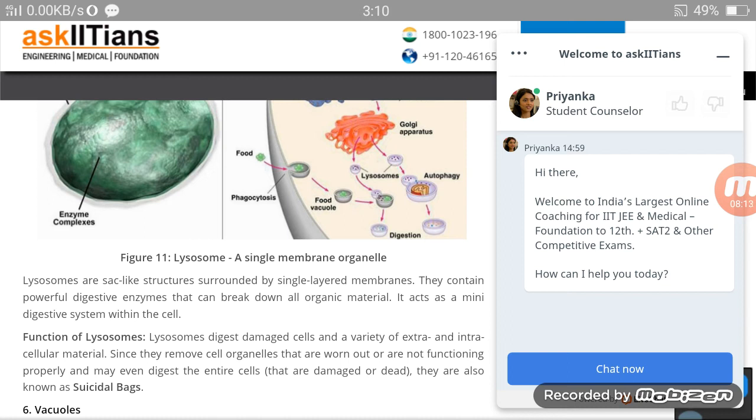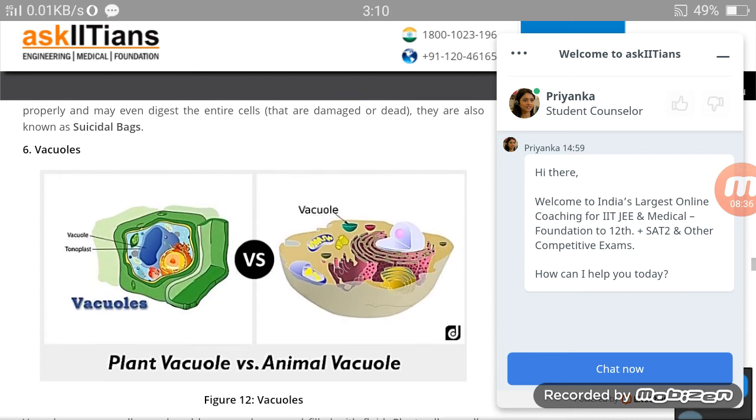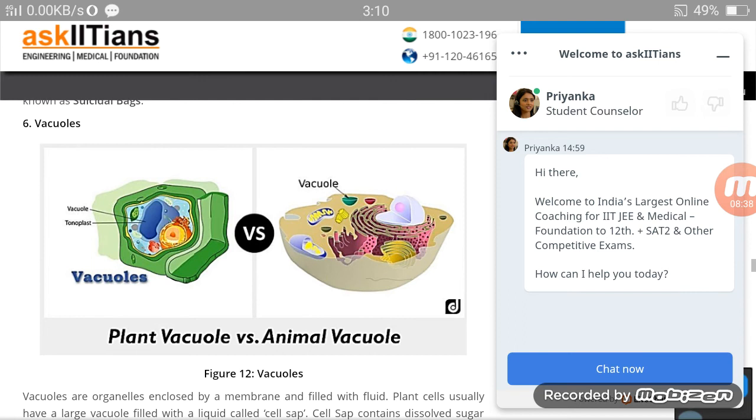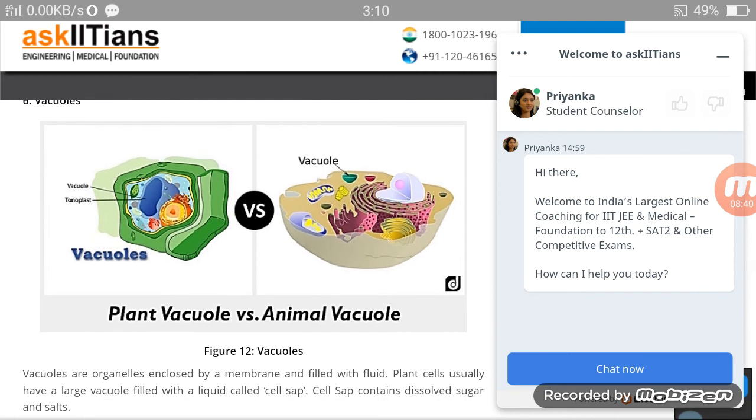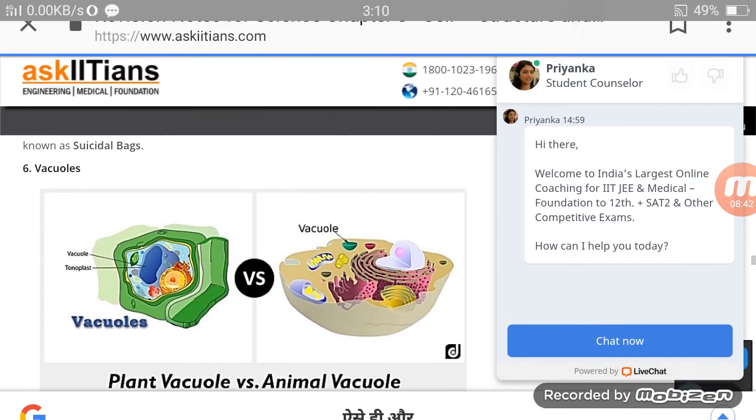You can get three major points about lysosomes from this detail: it is a single membrane organelle, it has powerful digestive enzymes, and it also acts as a mini digestive system. It is also called the suicidal bag of the cell. These are the major four points which you need to remember about lysosomes, and then you will be able to recapitulate the whole thing. Now we will study about vacuoles.